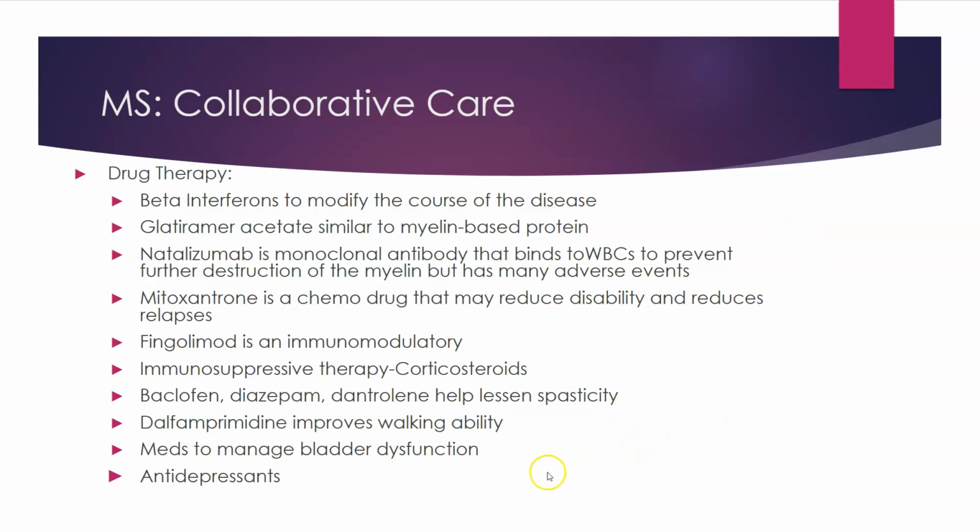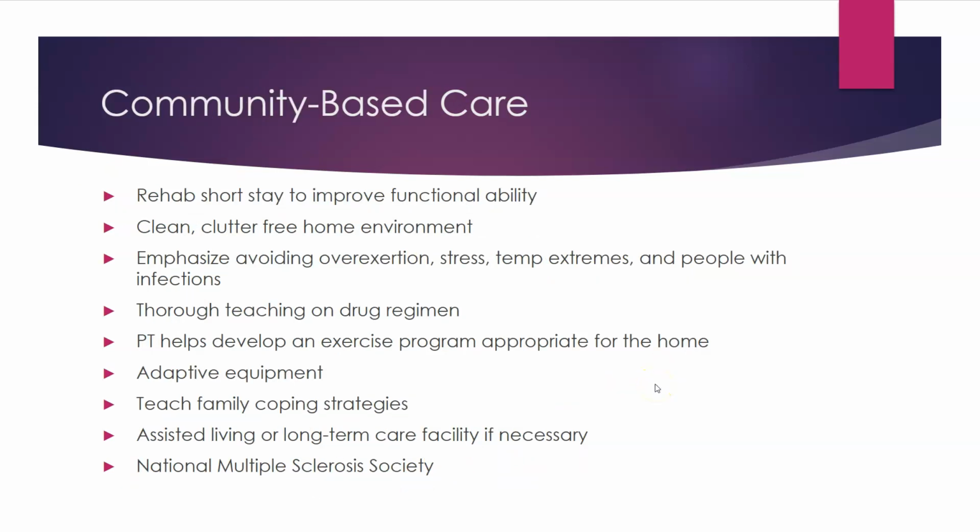Other things include medications to manage bladder dysfunction, or antidepressants. For community-based care, rehab might be something to do to improve functional ability in the short term. Otherwise, long-term care facilities as they progress. Try to keep the home free of any clutter. Try to avoid any overexertion related to stress, temperature extremes, or people that have infections.